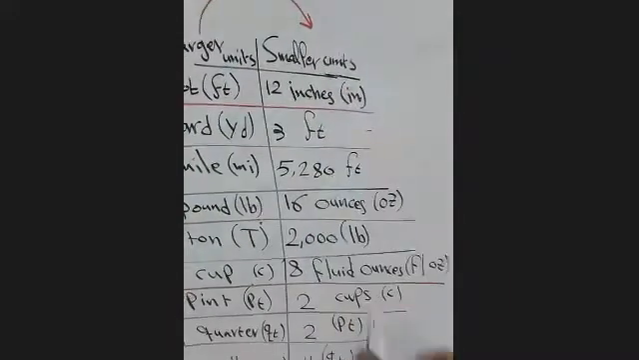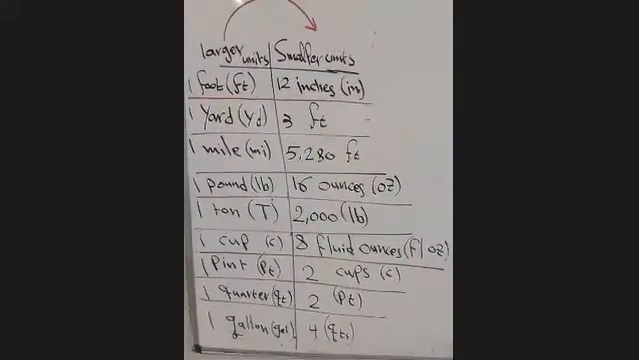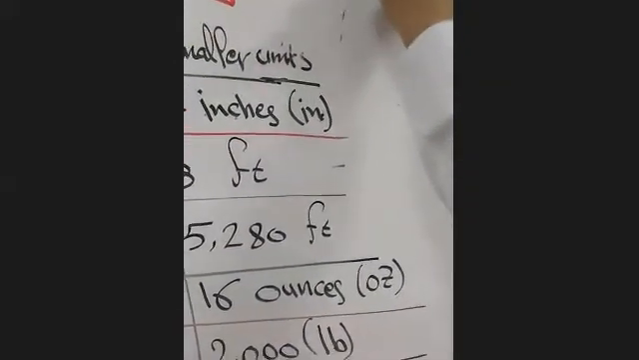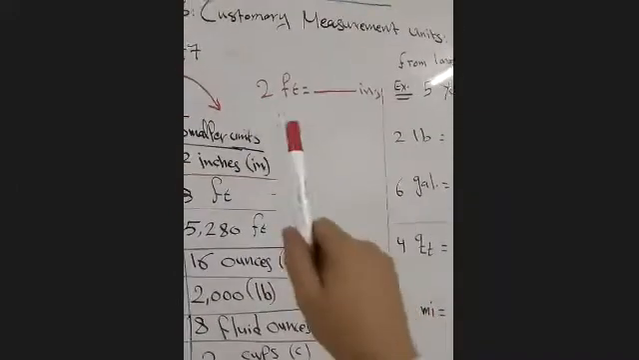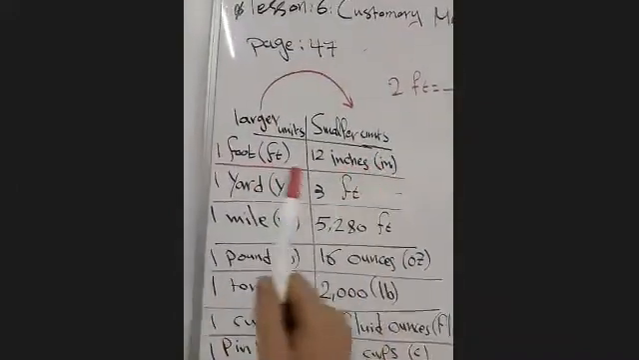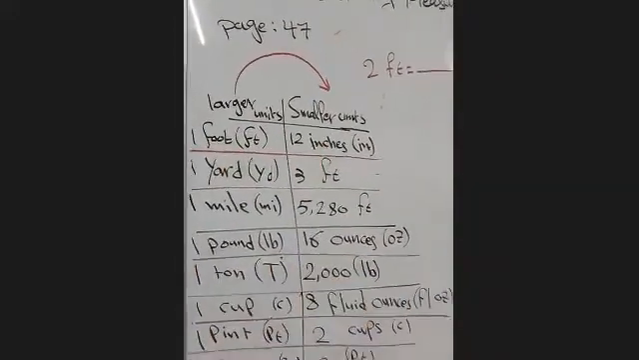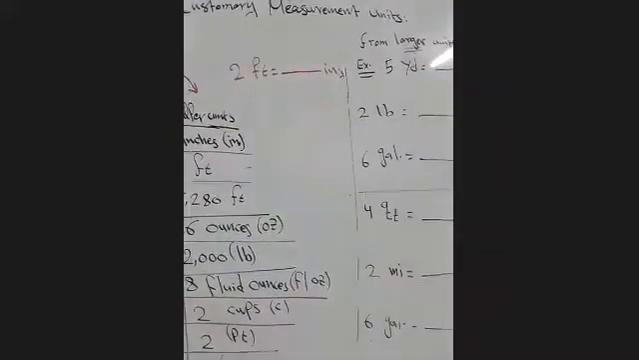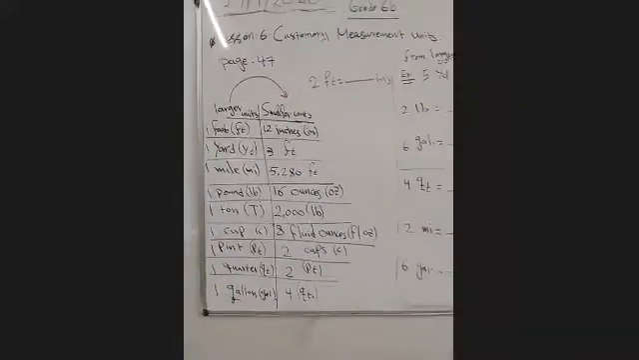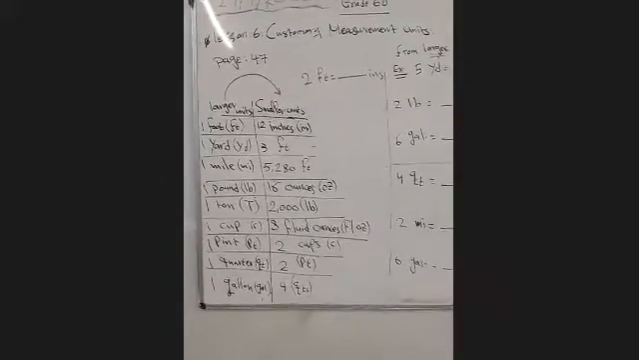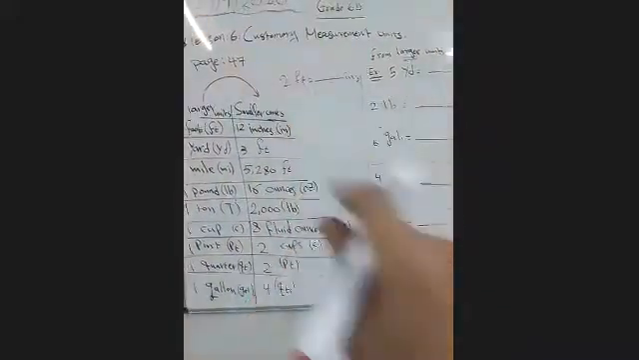Now look at the board, guys. If I want to convert from feet to inches, for example, 2 feet, how much is that in inches? Who can tell me? If you see here, the table says 1 foot equals 12 inches. Who can convert 2 feet to inches? What will we do? If 1 foot equals 12 inches, how many inches are 2 feet? Who can tell?